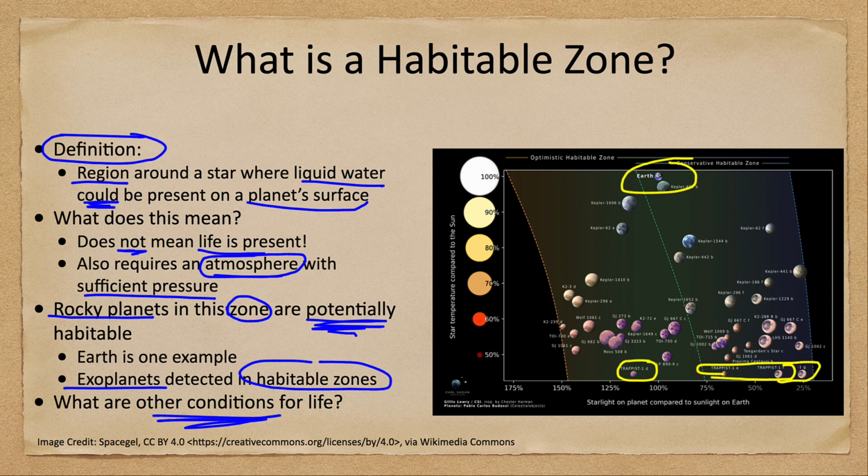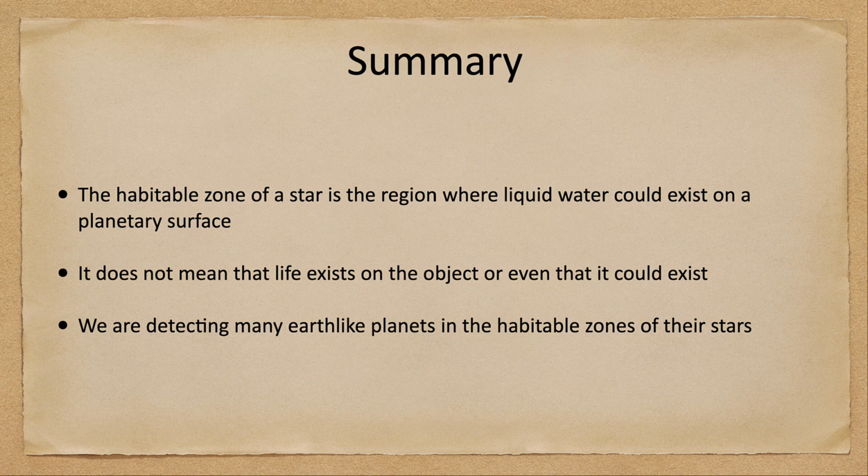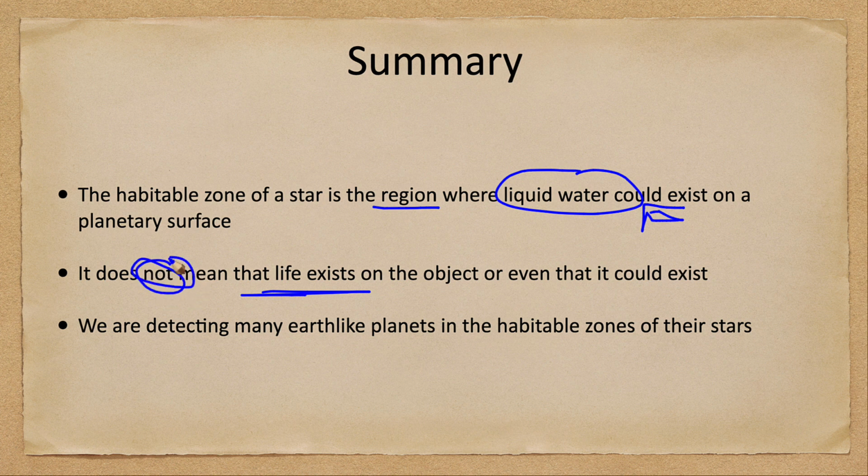So let's go ahead and finish up with our summary. What we've looked at today is the habitable zone. The habitable zone of a star is the region where liquid water could exist on the surface. It definitely does not mean that life exists, or even that it could exist. But we are now beginning to detect many Earth-like planets that are located in those habitable zones of their stars.